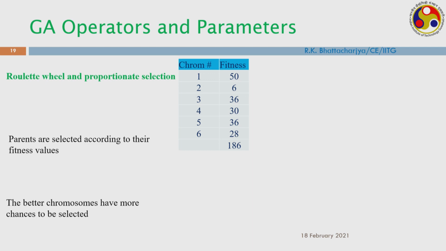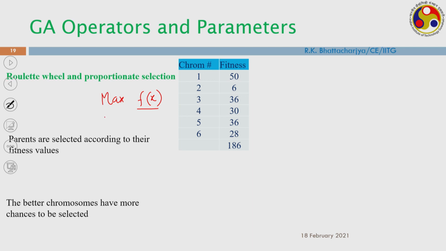Now, the question is that in the last class I discussed how to define fitness value. Suppose it is a maximization problem. In that case, I can take the objective function as a fitness function. The higher the objective function value, the better the solution.